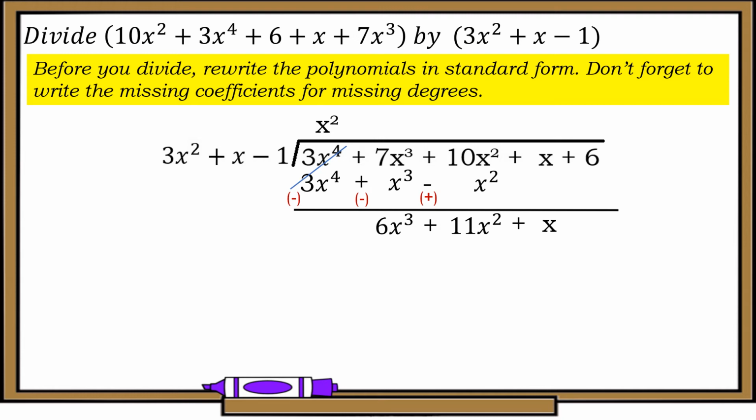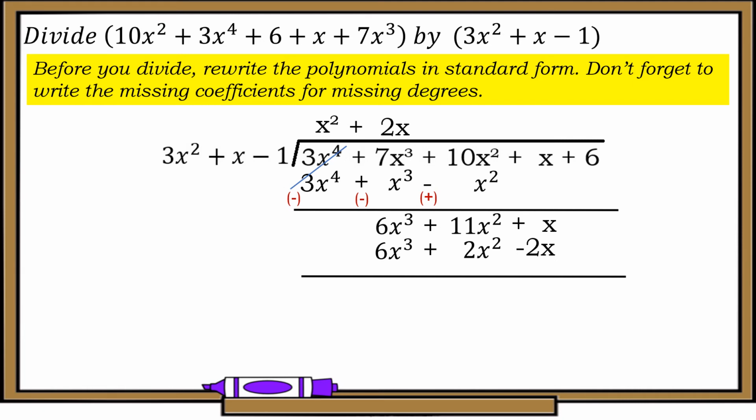6x cubed divided by 3x squared is positive 2x. Then you multiply. Positive 2x times 3x squared is positive 6x cubed. Positive 2x times x is positive 2x squared. Then positive 2x times negative 1 is negative 2x. Subtract, change the sign of the subtrahend. So, this became negative 6x cubed, negative 2x squared, and positive 2x.